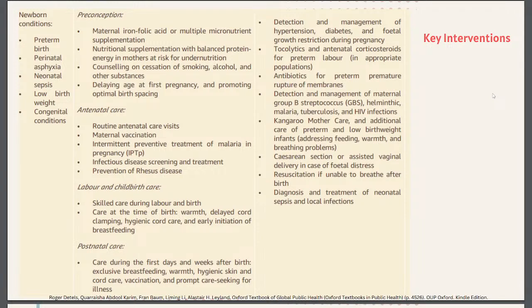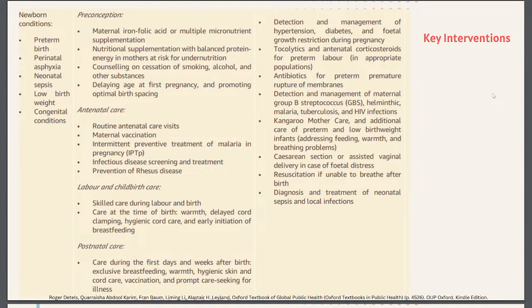The preconception intervention is something as simple as giving maternal folic acid or multiple micronutrient supplementation in the preconception period, even before the child has been conceived. That might determine whether that child is going to survive the neonatal period or not, because preconception folic acid is given to prevent neural tube defects, way before the child is conceived. This is what is known as the life course approach.